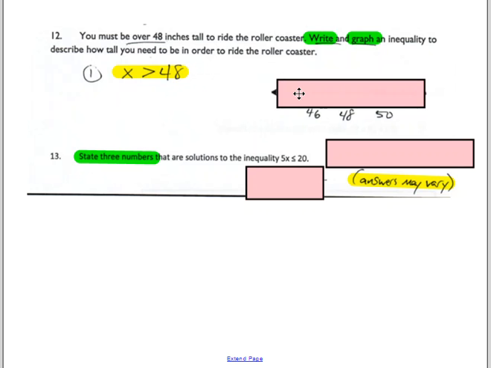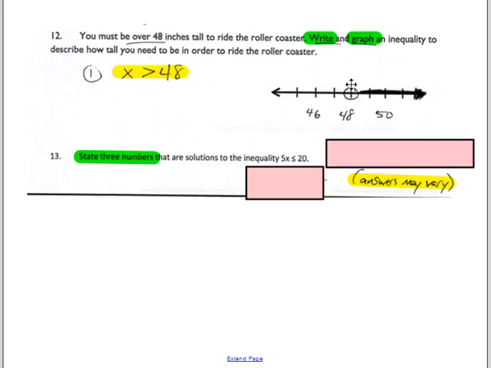But now we want to graph that. So on our number line, we put 48 typically in the middle. And our heights that would be able to make us ride the roller coaster is everything more than that. So open dot on 48 going to the right, because you can be 49, 50, and so on.